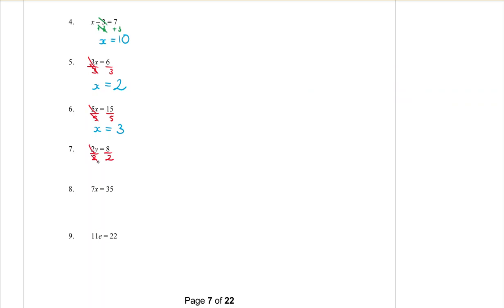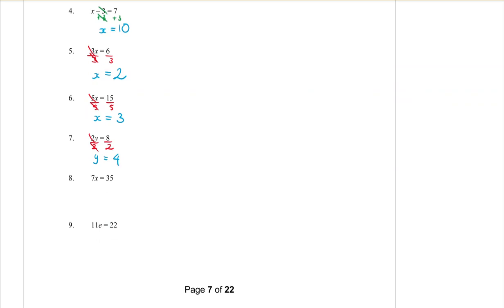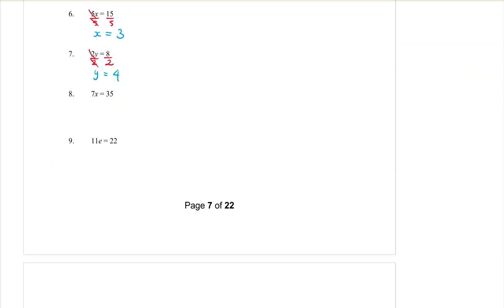The 2's will cancel. Y is by itself. 8 divided by 2 makes 4. 7x, that's timesing, so the opposite is to divide by 7. Cancel the 7's off. X is by itself. 35 divided by 7 is 5.